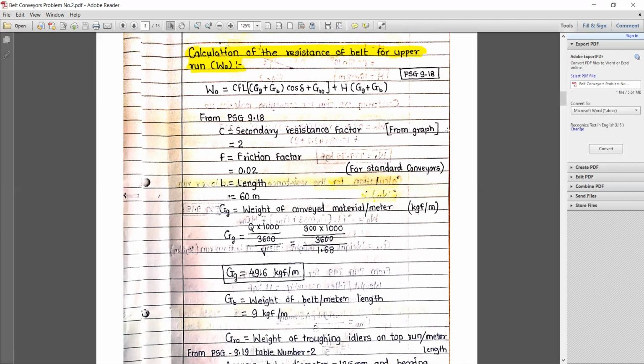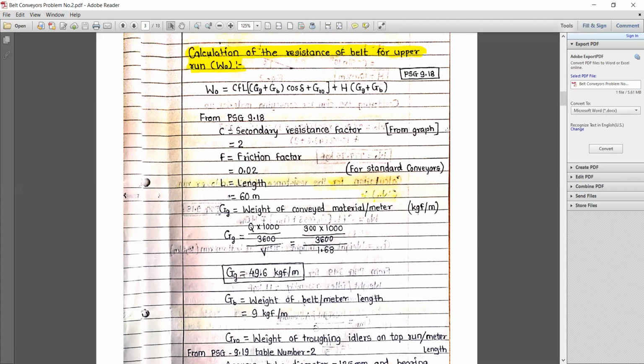Value of C, that is the secondary resistance factor, we need to calculate from the graph, which is on PHE page number 9.18. From that graph, we found that C is equal to 2. Then the friction factor for a standard conveyor is 0.02, which is also shown on page number 9.18. Length is given, that is 60 meter.